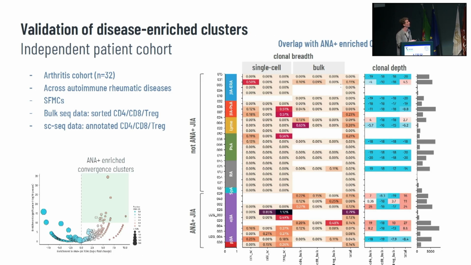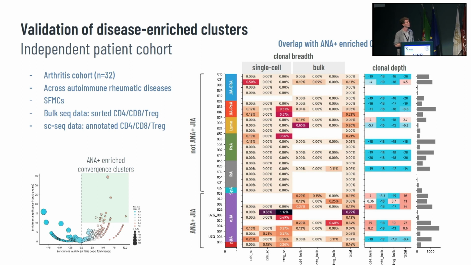So we are also sequencing many patients, both using single cell and bulk sequencing, and we noticed that for these ANA-positive enriched convergence clusters, they are present across all the patients that are also ANA-positive in our cohort. So this is mostly across the Treg and the CD4 compartments, both in single cell and bulk sequencing. All patients have one or more TCRs from these convergence clusters in an independent dataset.